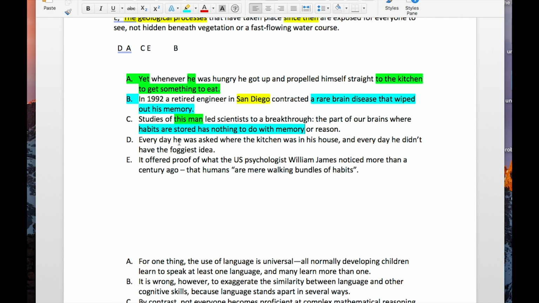And every day he was asked, so that means something has been mentioned before. So that means this is not your topic sentence. He was asked about what the object is. He goes to find out where the kitchen is, and the answer is he didn't have the foggiest idea. So this is your object. He was trying to find the kitchen. He doesn't have an idea.